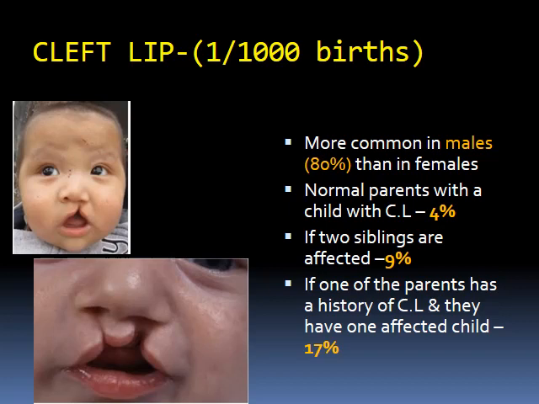Studies show that normal parents with a child with cleft lip have a 4% chance of having a second child with cleft lip. Now, if two siblings are affected, it is possible the risk increases by 9% that the third sibling will be born with cleft lip. If one of the parents has a history of cleft lip and they have one affected child, the risk factor increases by 17%. That means it runs in families.